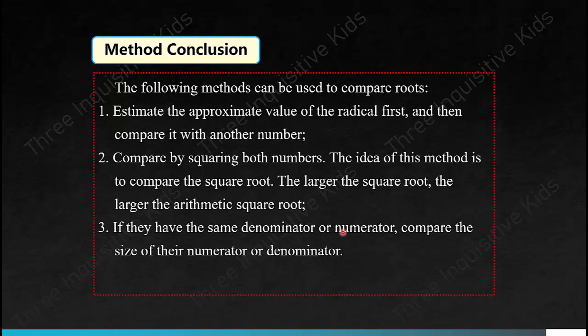So the following methods are used to compare radicals. 1. Estimate the approximate value of the radical first and then compare it with another number. 2. Compare by squaring both numbers. The idea of this method is to compare the square root. The larger the square root, the larger the arithmetic square root. 3. If they have the same denominator or numerator, compare the size of the numerator.